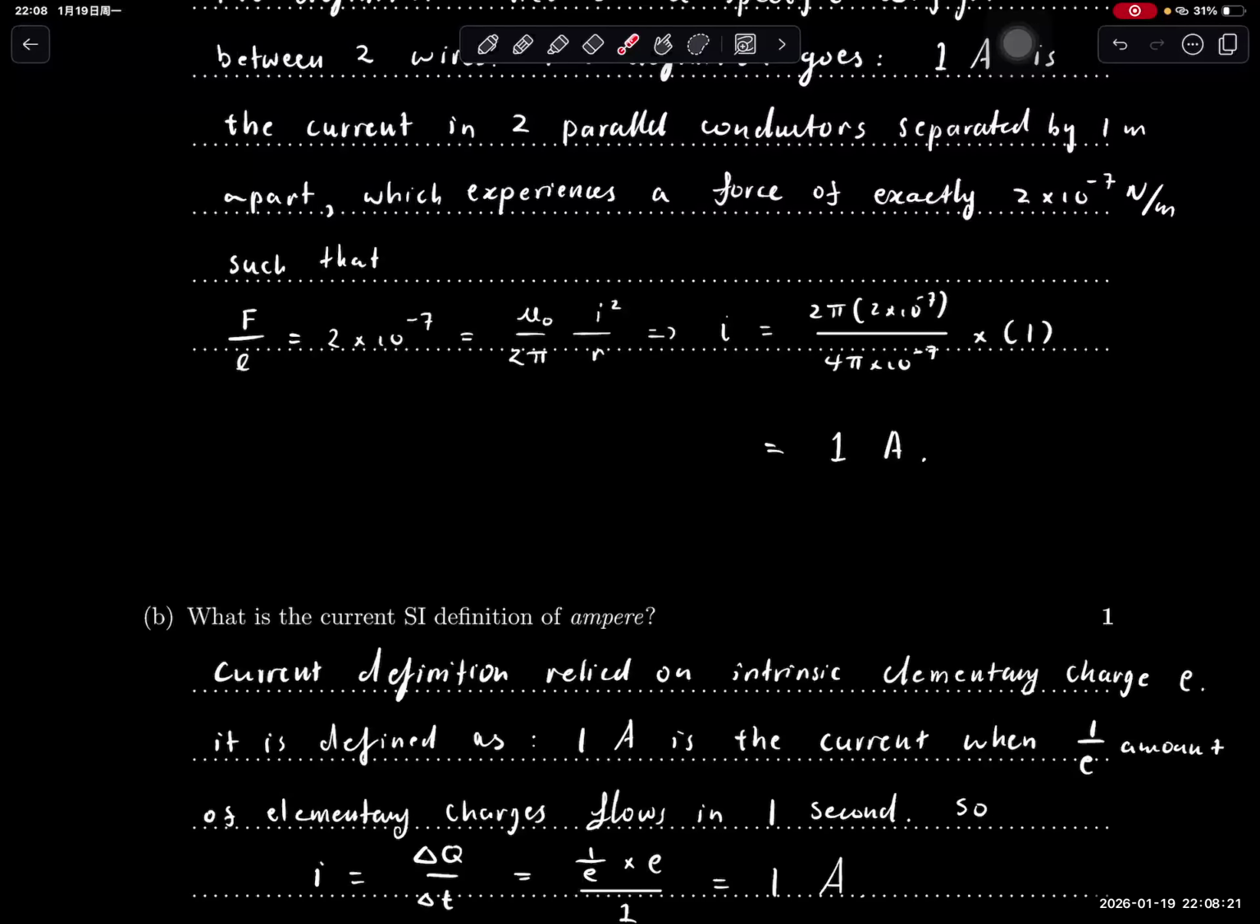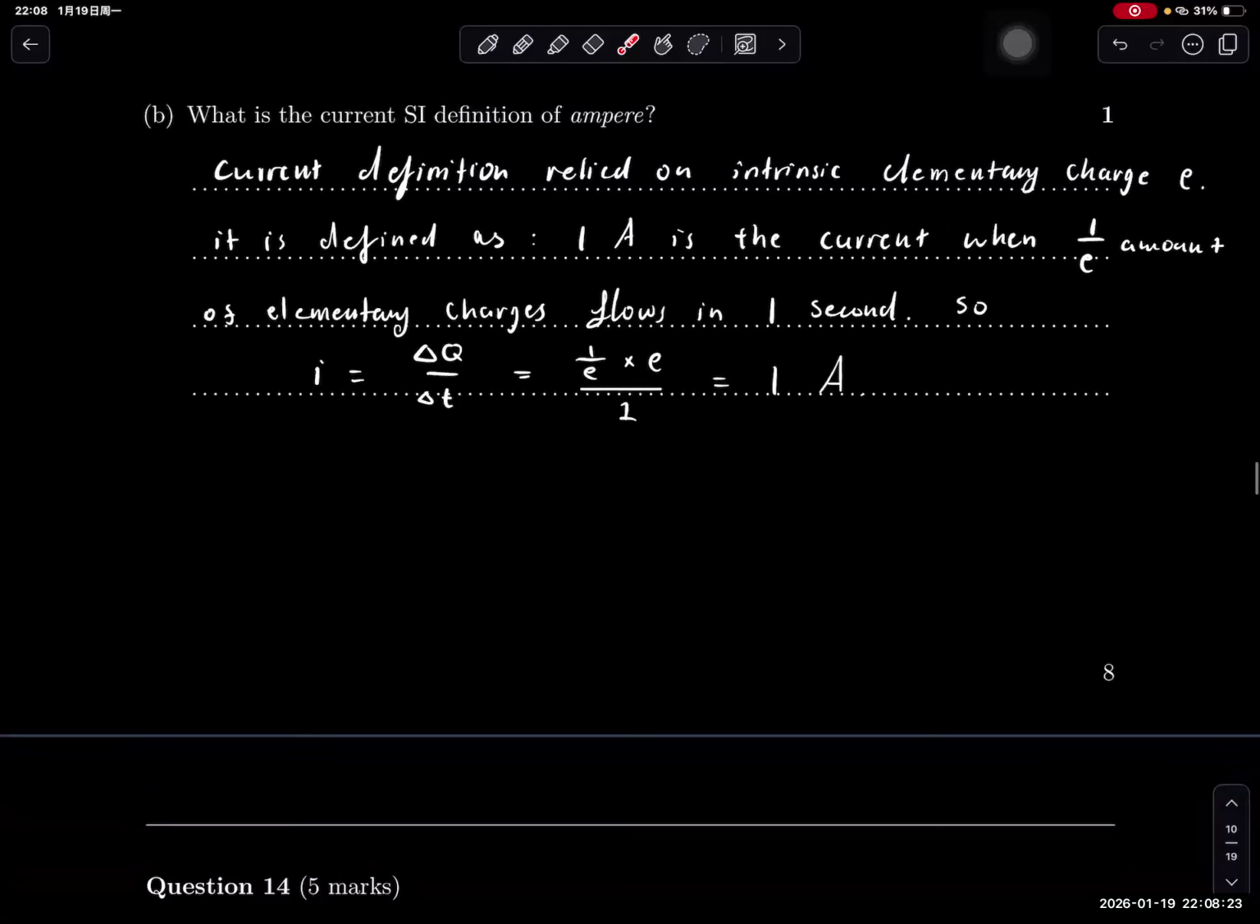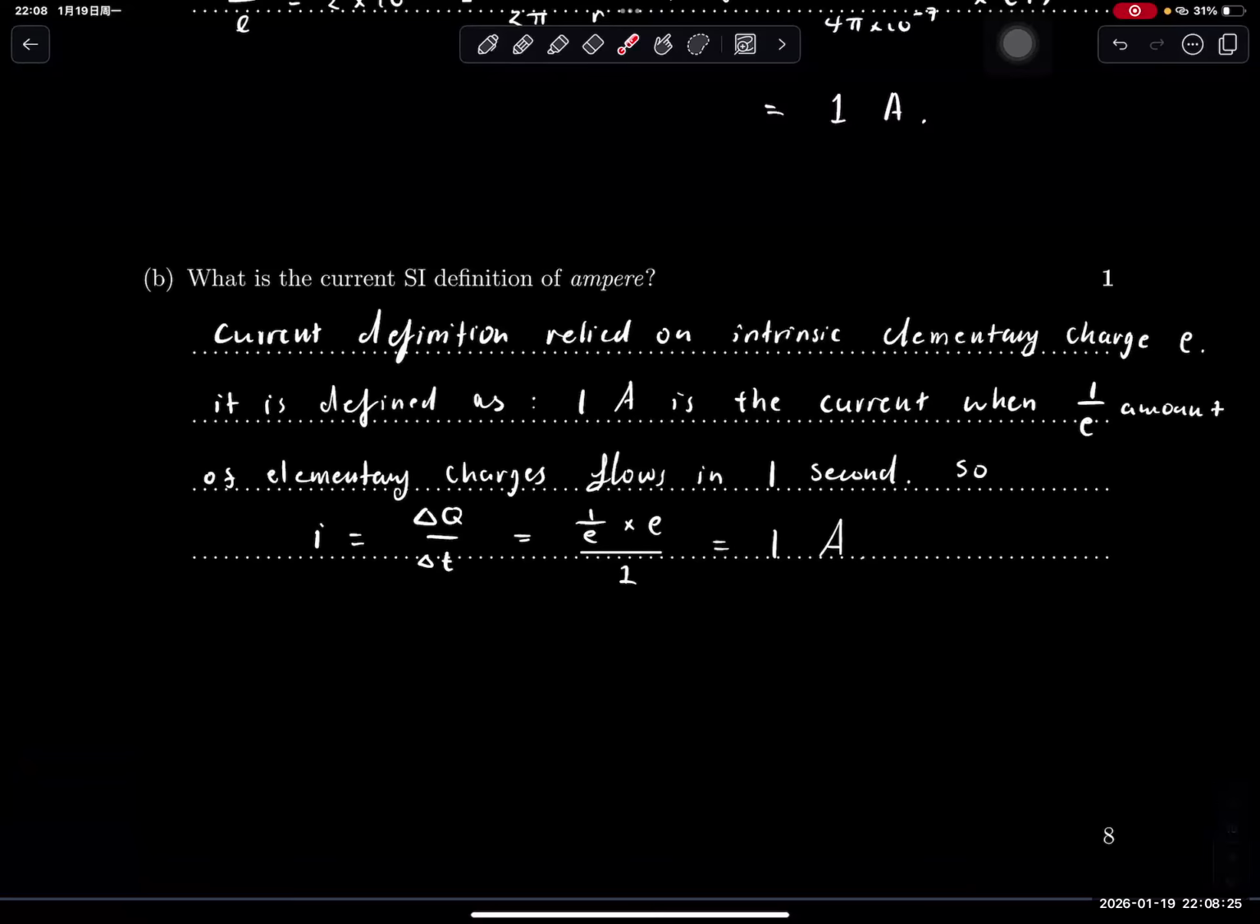So then the new definition of the ampere relies on our very accurate calculation of what electric charge is. Then we use a more intrinsic understanding of current, being charges moving through a point, to define it. Okay, so there's that.